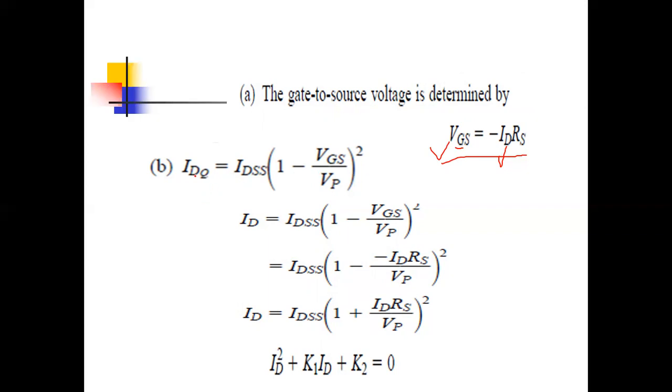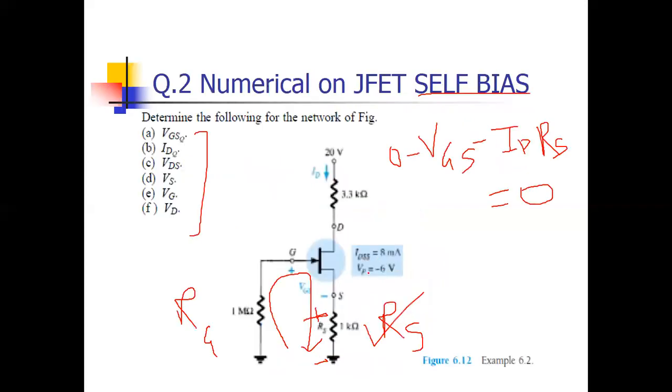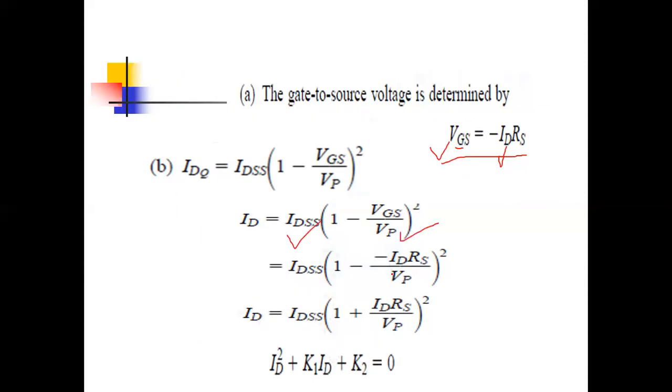What is the Shockley equation? IDQ equals IDSS times (1 minus VGS upon VP) whole squared. IDSS and VP will be given in your question. You can check, it is given: 8 milliampere and minus 6 volt. If you put the values in, this will be a quadratic equation. If you solve this equation, you will calculate the value of ID. So pause the video for a minute and try to solve it.